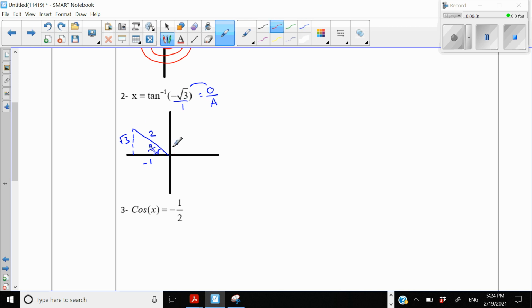So this is my original angle, which is pi minus pi over 3. So the first angle is pi minus pi over 3, which is 3 pi over 3 minus pi over 3. It's 2 pi over 3. So that's the first answer. But now I'm going to change this to a general solution. So the answer is 2 pi over 3 plus 2 pi n. That's the first general solution.